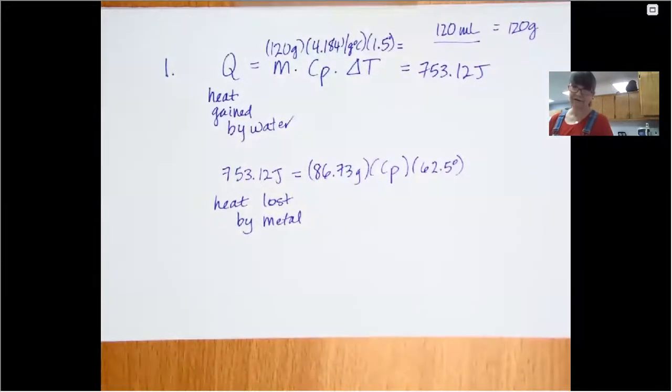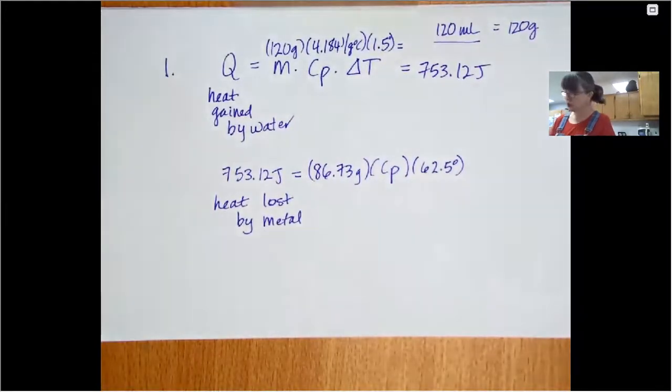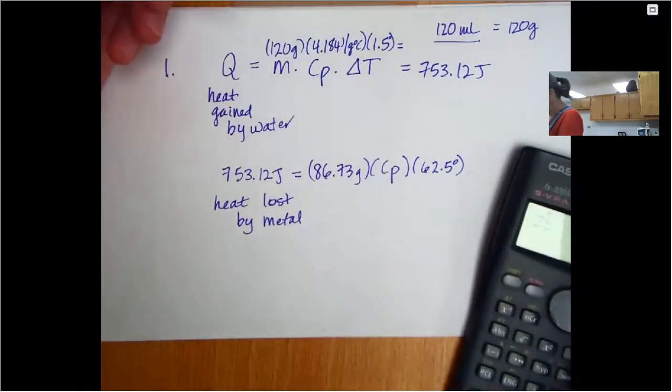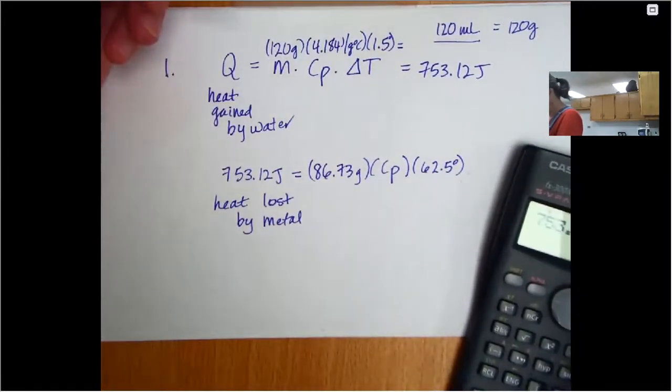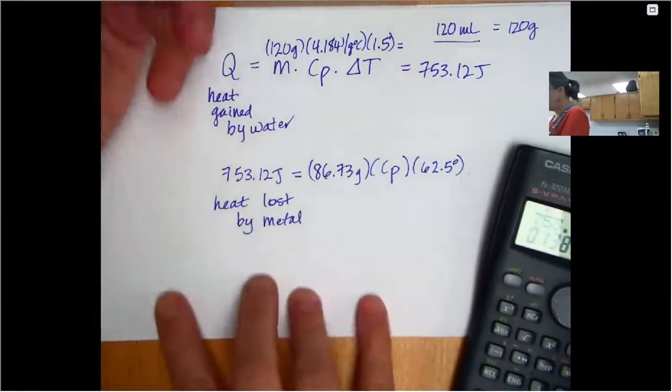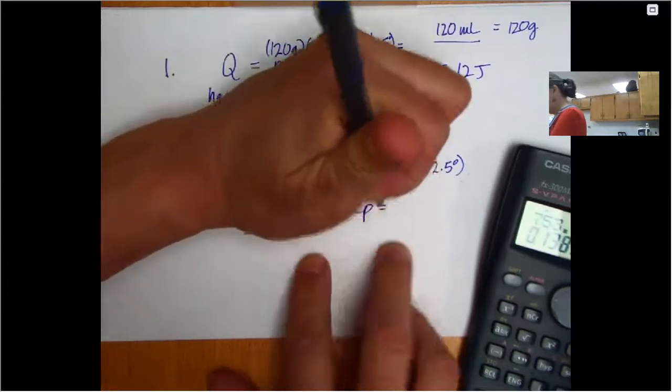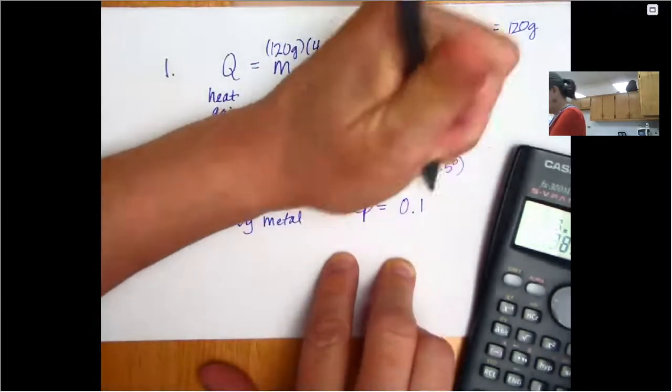Now, once again, I'm going to keep saying this, sorry. You're not using the exact same data as me. I'm using one of your peers' data. You're going to use the data that I provided you in the data tables that I emailed you. So if I take this and solve for CP, 753.12 divided by 86.73 divided by 62.5, I get that my CP is 0.14.